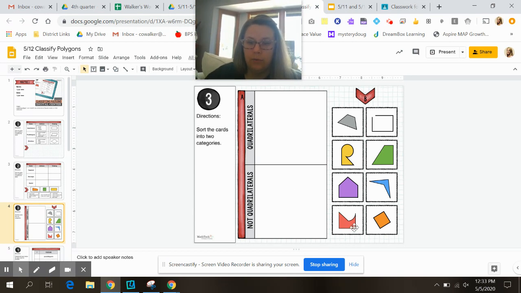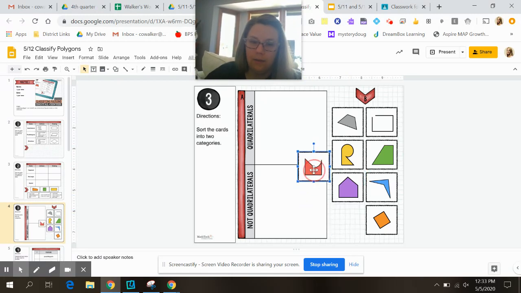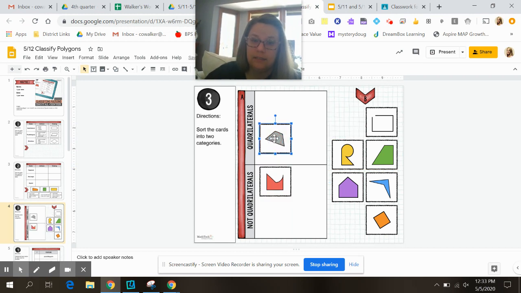So just for an example, does this have 4 sides? Does this one have 4 sides? It has more than that, so that means it's not a quadrilateral. Does this one have 4 sides? Yes. Does it have 4 angles? Yes. So we know it is a quadrilateral. So you're going to do that for all of those.